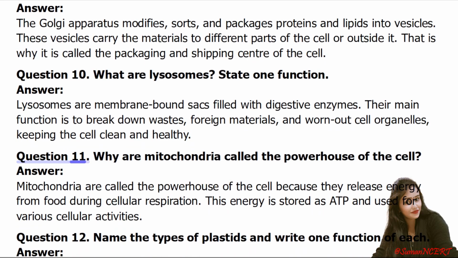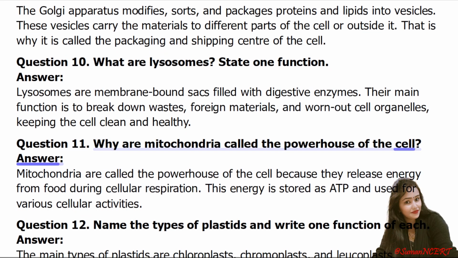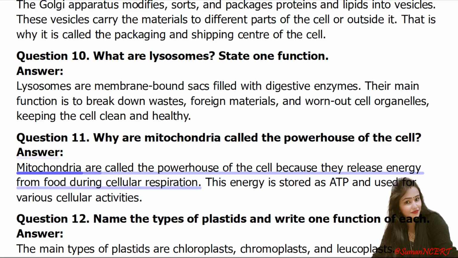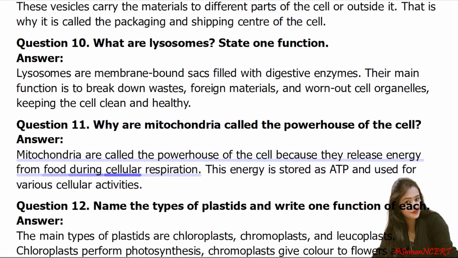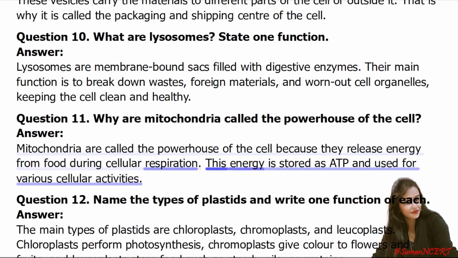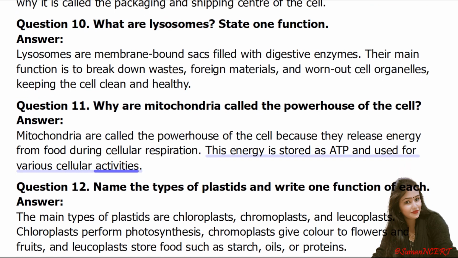Question 11. Why are mitochondria called the powerhouse of the cell? Answer: Mitochondria are called the powerhouse of the cell because they release energy from food during cellular respiration. This energy is stored as ATP and used for various cellular activities.